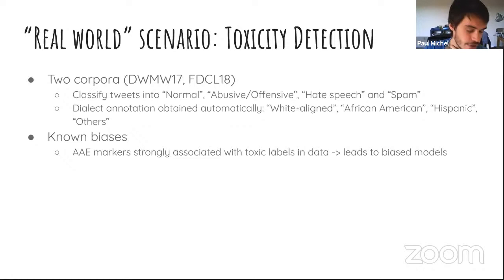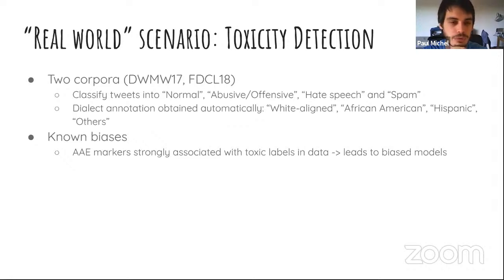And it is known that markers of certain demographics, so African-American markers, are strongly associated with toxic labels in the data. And this leads to biased models, right? Because a model, especially a low capacity model, might pick up on certain words that are mostly used by African-Americans or some other demographic and just say, oh, this tweet looks like it's from an African-American, so there's a higher likelihood that it's toxic because it uses these words. So it's obviously a problem for all demographics concerned, right?